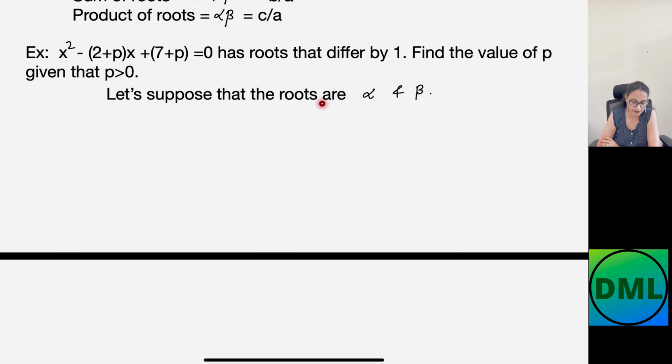Let's suppose that the roots are alpha and beta. The roots differ by 1. Let's suppose that the first root is alpha and beta is alpha plus 1. This is the second root we have.